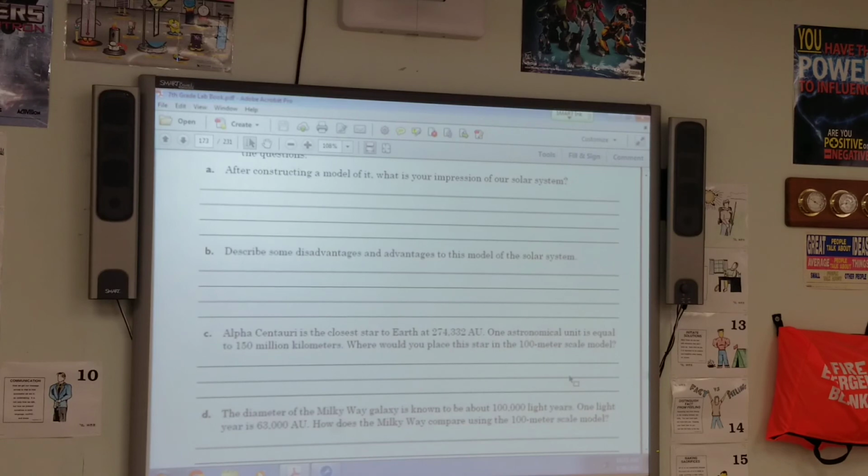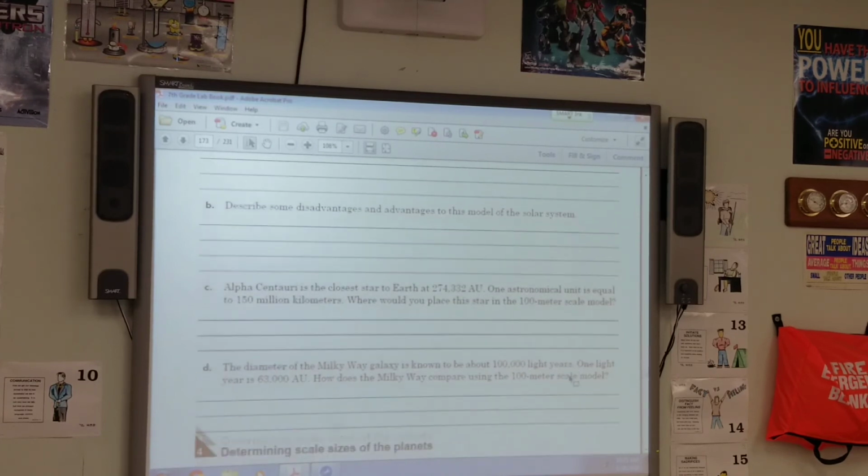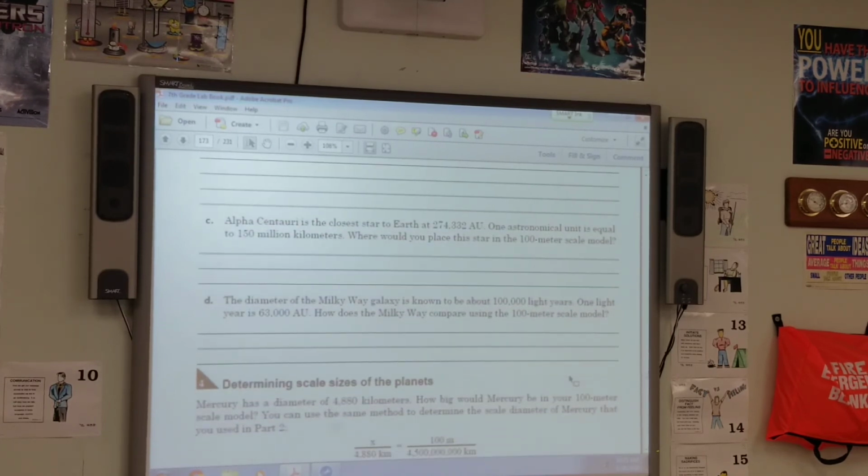Question 3b says, describe some advantages and disadvantages to this model of the solar system. So think about everything I had to do to set that up. If you guys were here and having to set that up as well, what are some advantages and disadvantages to doing a model at that scale outside? Or anywhere, I guess. C, I'm going to help you out. I'm going to do this with you basically, all right?